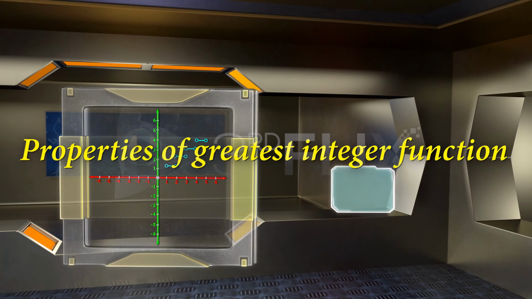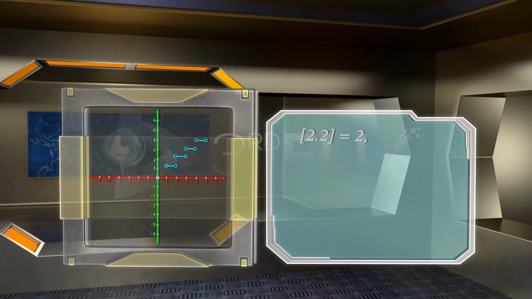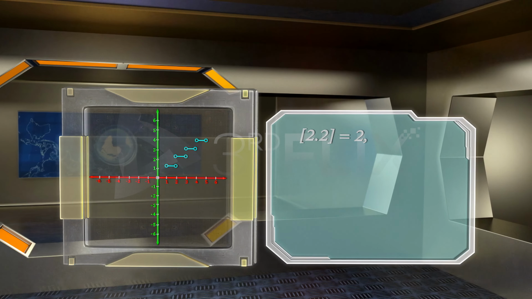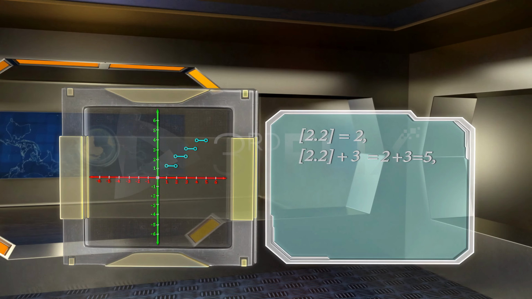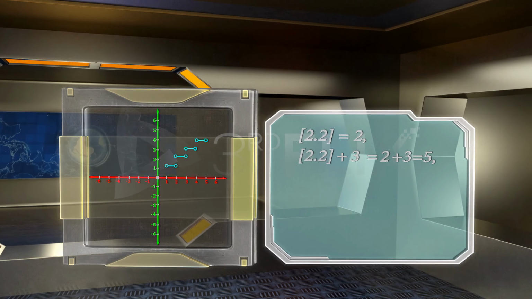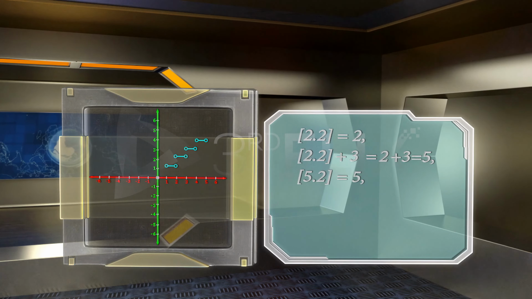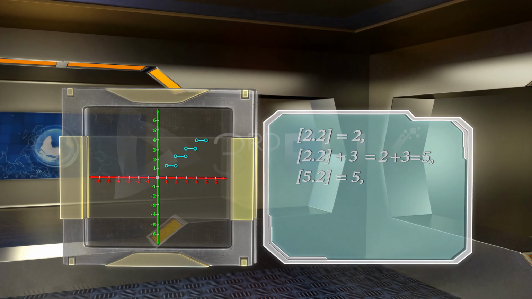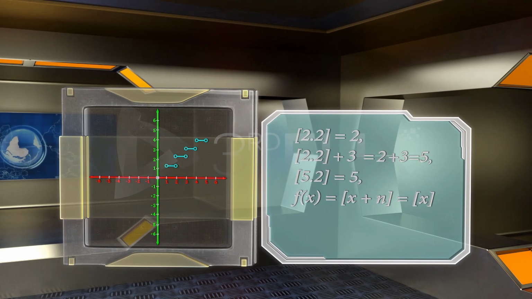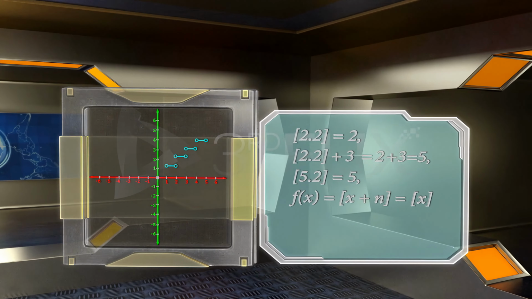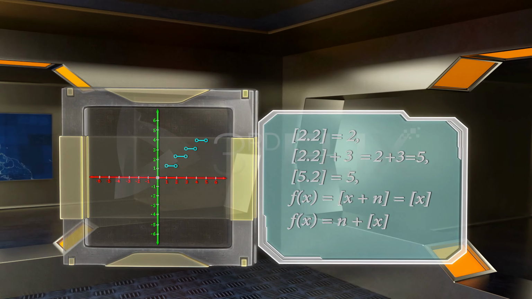Properties of the greatest integer function. The greatest integer function of 2.2 equals 2. The greatest integer function of 2.2 plus 3 equals 2 plus 3 equals 5. The greatest integer function of 5.2 equals 5. So, we can say that if f of x equals the greatest integer function of x plus n, then f of x equals n plus the greatest integer function of x.